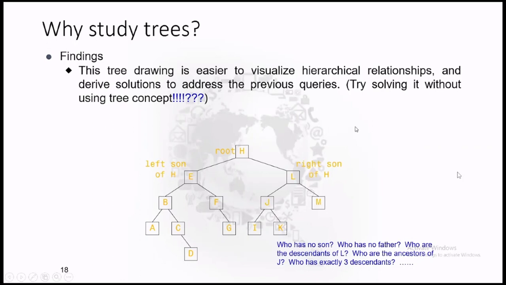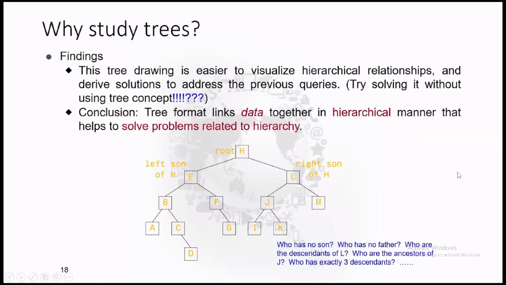Then you can go, okay, follow this. Okay, I'm from this branch. And then, okay, this is my father, and then this is my auntie, who is my uncle. You know all these things. Why? Because all of these are in hierarchical relationships that you can trace back. So the conclusion is: link data together in a hierarchical manner that helps to solve problems related to hierarchy.